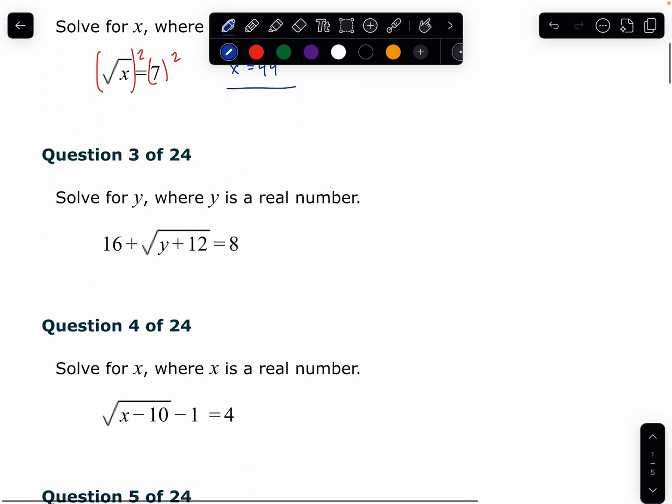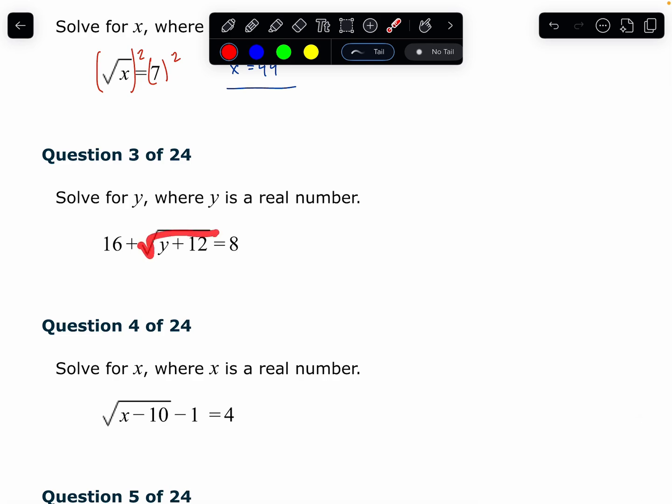For question 3, now we have more than just the square root. So I can't square yet, because we have to use the order of operations in a reverse sense to solve for y. So we're going to subtract 16 first. Subtract 16, subtract 16. And then you're going to get the square root of y plus 12 is equal to negative 8.